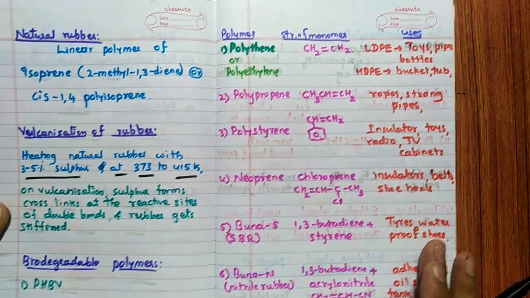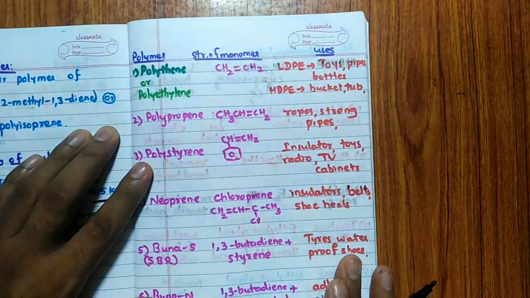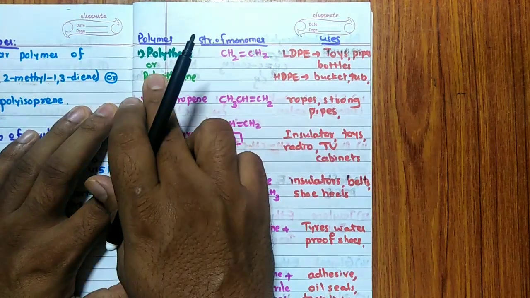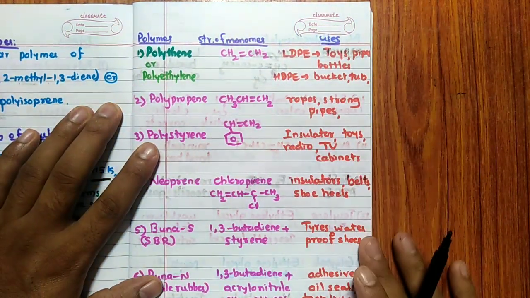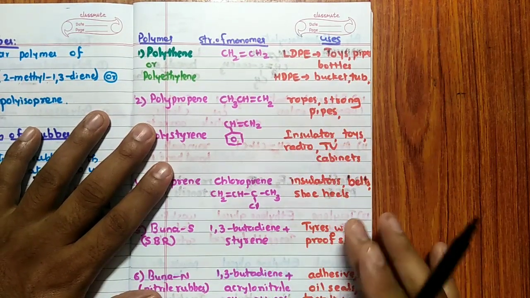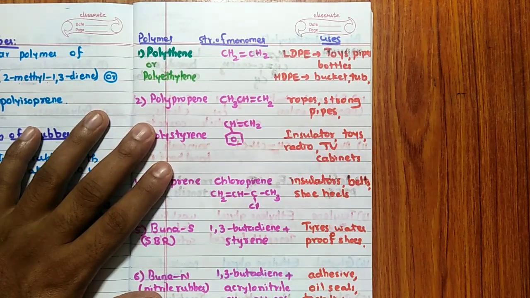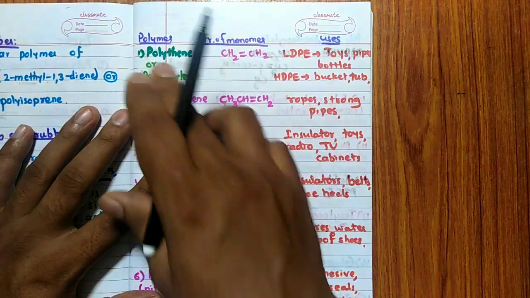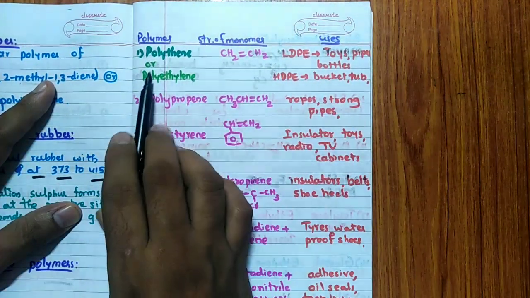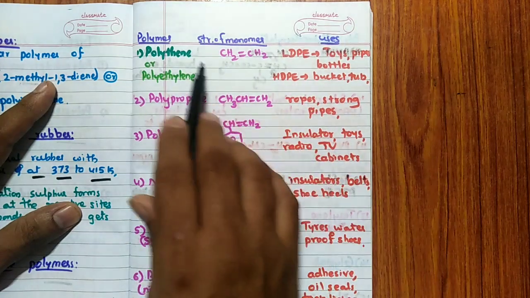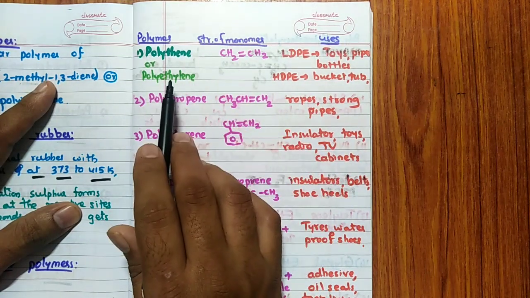Remember that. Now, polymers: here you can see I have written polymers in one column, structure of monomer, and uses. The uses are very few, only some famous uses you have to remember in this particular case. But polymers and structures of monomers are very important. Fine. First one, polyethylene. Very simple. Ethene is the structure of the monomer.